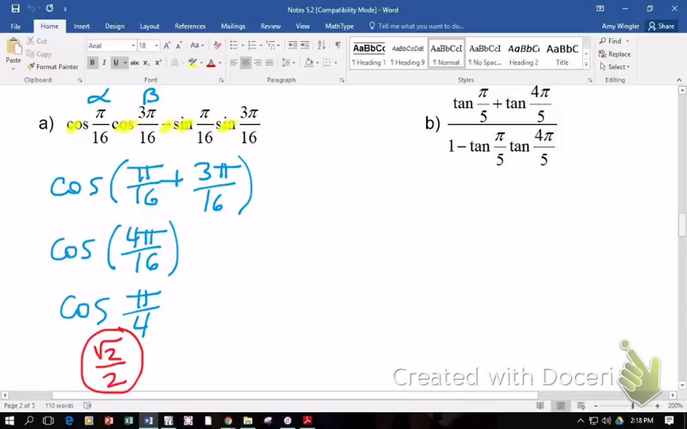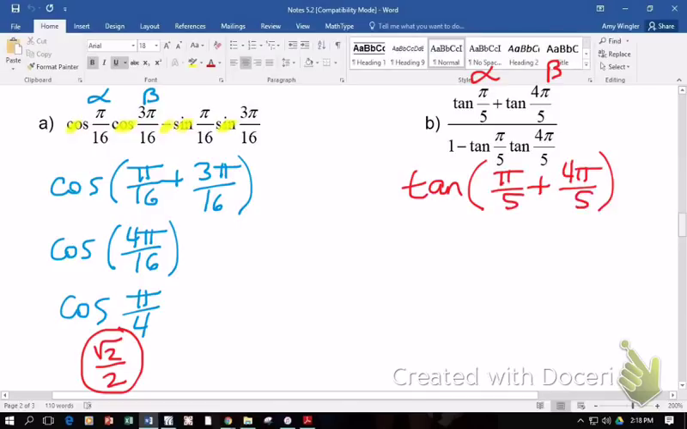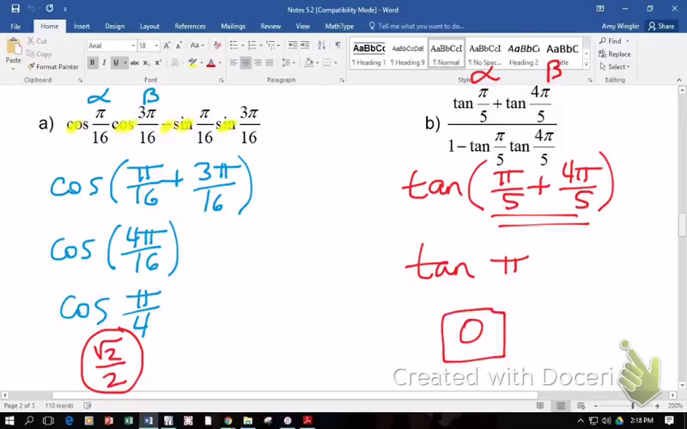The way the second one is set up, logistically, tangent plus tangent in the numerator is the sum formula for tangent. So my alpha is pi over 5 and my beta is 4 pi over 5. So this simplifies to the tangent of alpha plus beta. If I add what's inside the parentheses, that becomes the tangent of 1/5 plus 4/5 is 5/5. That reduces to just 1 pi. And the tangent of pi is 0. Remember, tangent's y over x.